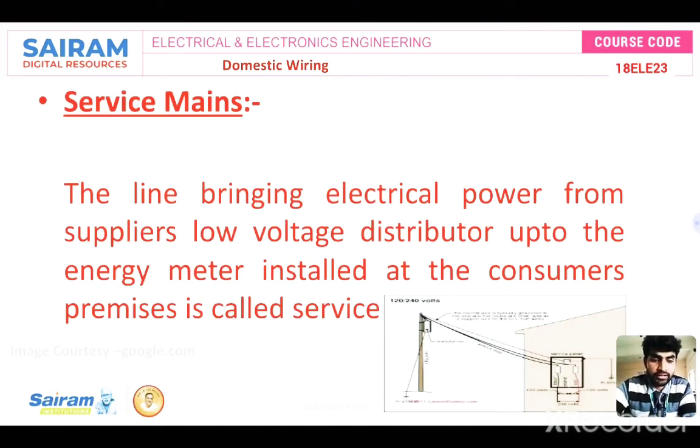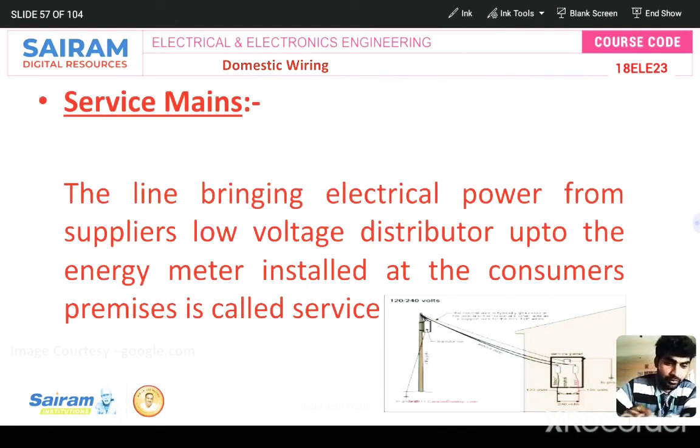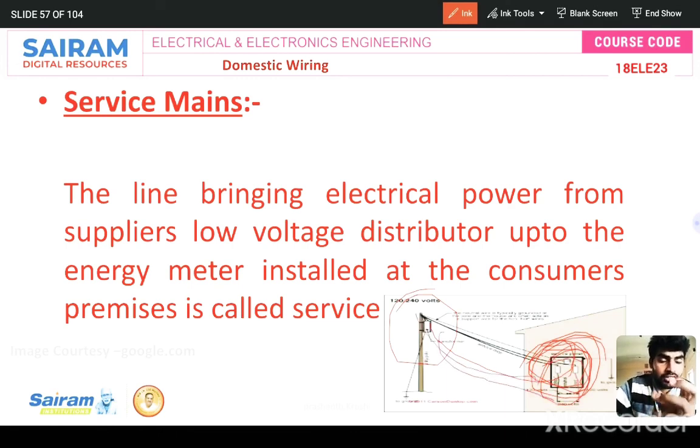And next there is the service mains, which we'll revise once again. Service mains is the wire connection between the pole and the consumer side. I mean the line bringing electrical power from the supplier to the distributor up to the energy meter. See, from the pole to the energy meter, from the pole to the main board, right? Here there is a transformer, this is a pole, just to assume, and here there is a meter board or connection board. Till here we can call it power supply, and from here to here we can call it service mains.